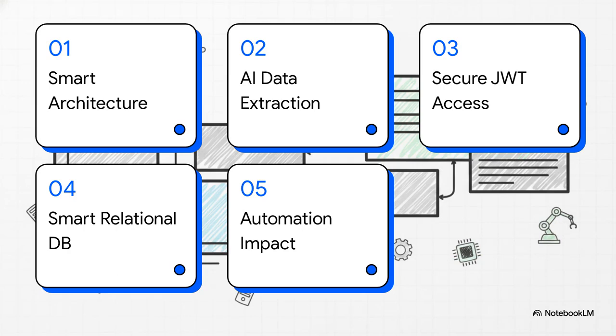So here is our roadmap for today. We're going to synthesize three distinct technological pillars into one cohesive blueprint for building scalable apps. We'll start with building modern automated systems, then dive into AI-powered data extraction, move right along to securing access with JSON web tokens, explore smart relational database management, and finally look at the real-world impact of all this automation.